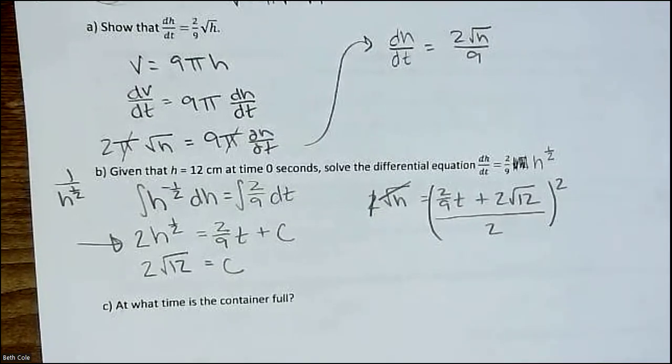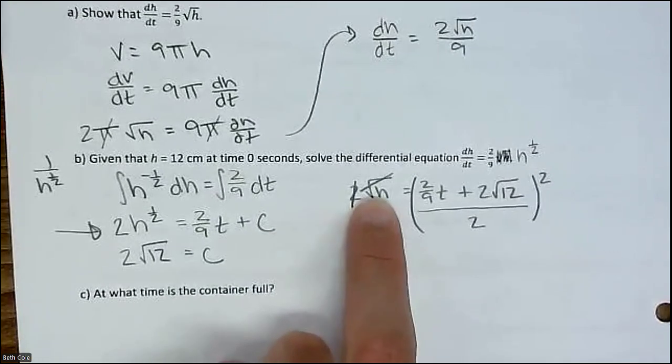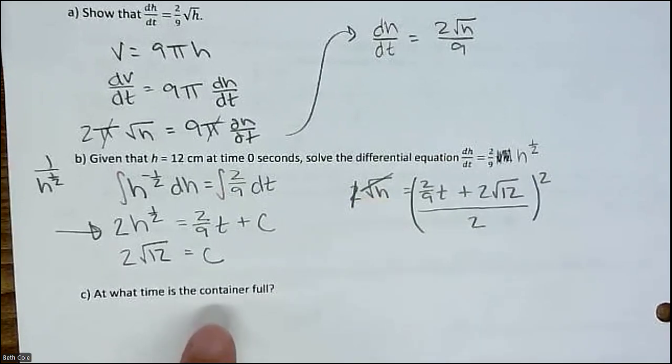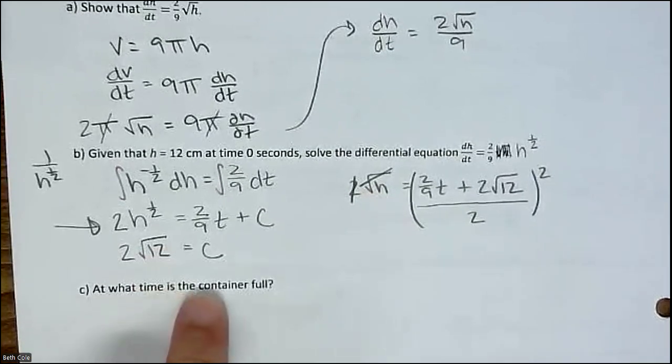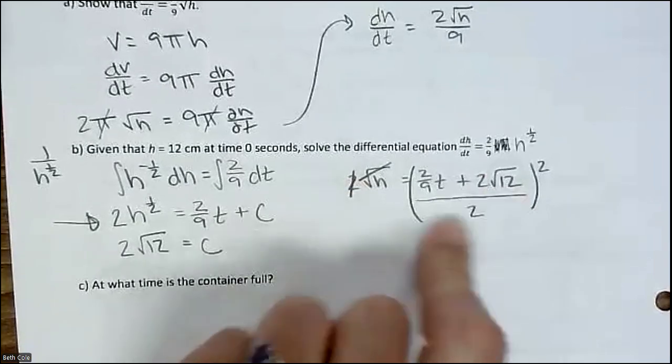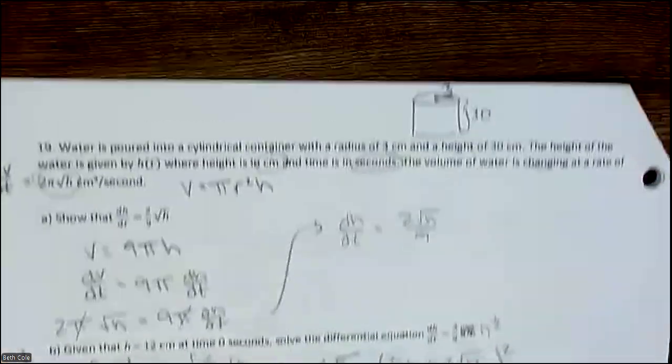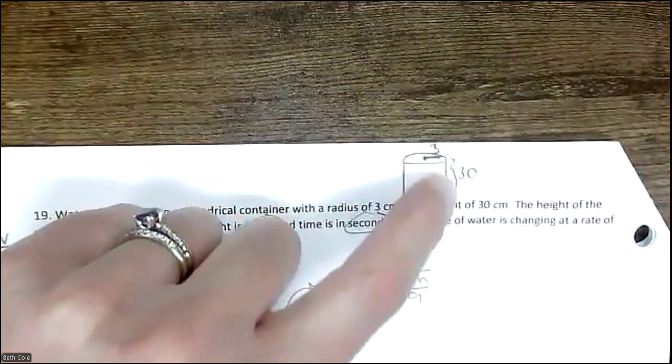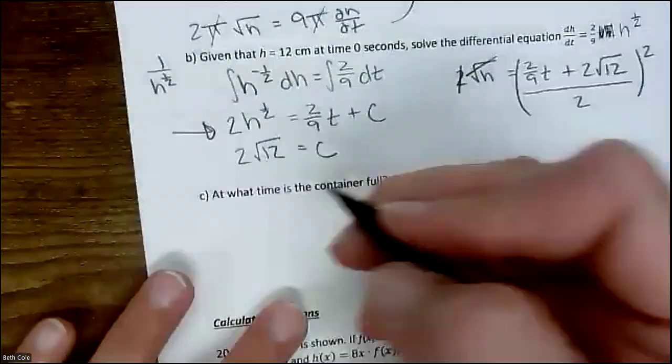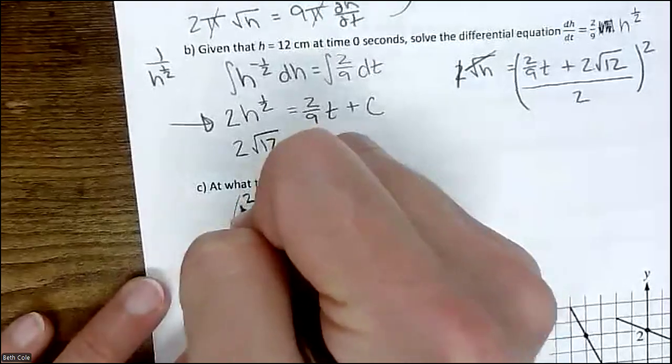So just do that. Now, part C says, at what time is the container full? On yours, it's leaking. So it's going to say, at what time is the container empty? So it's actually going to be easier on your test. If the container's empty, you would set the height equal to 0 because there's no more water. I had to do it the other way around because I made this one filling up. At what time is the container full? You're going to take this height that you just found and set it equal to, well, what is full on the can? 30? So you're going to take this mess and set it equal to 30.